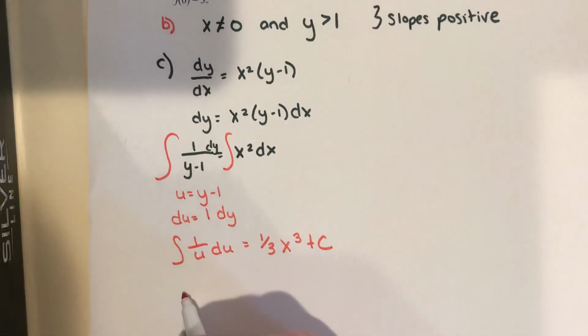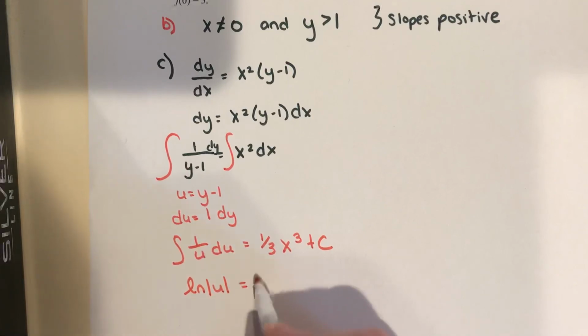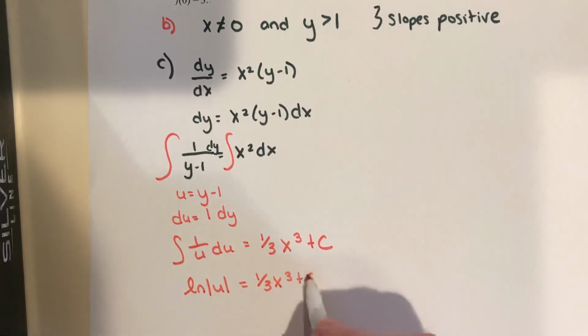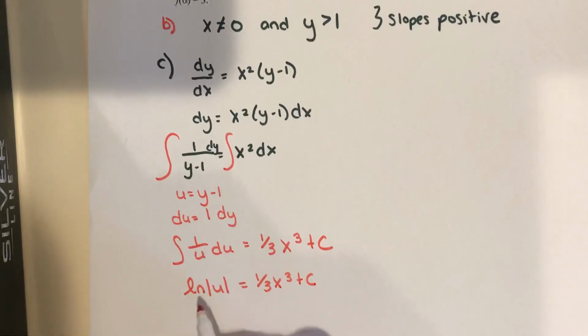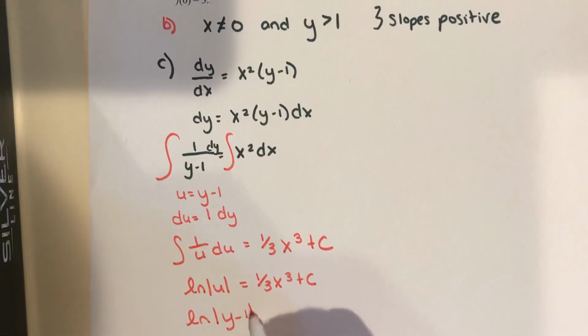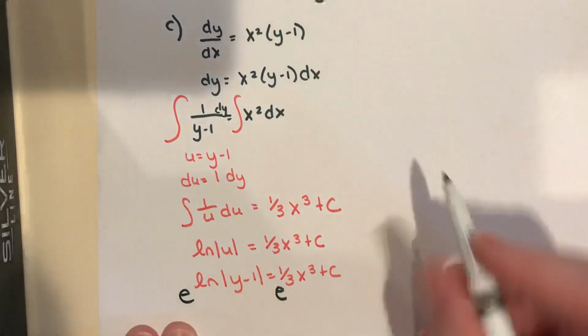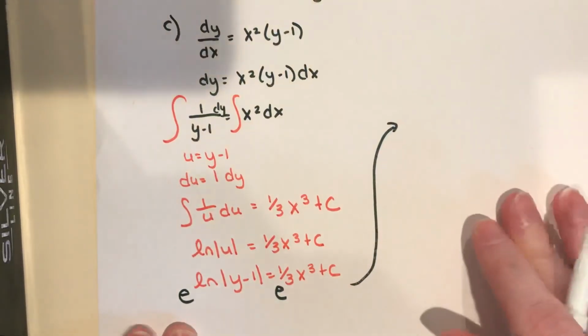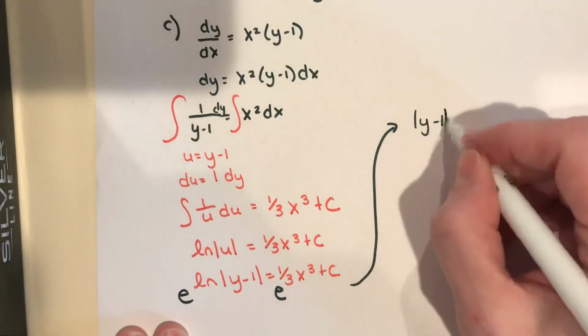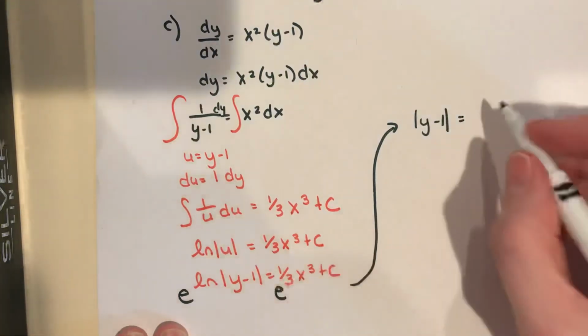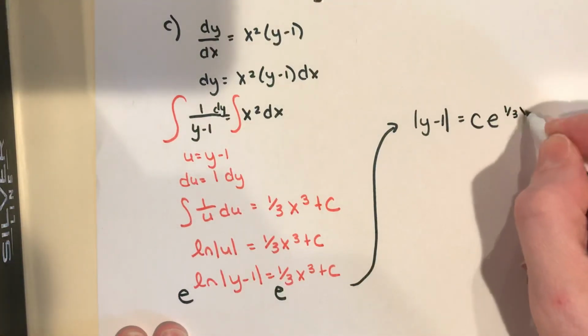The integral of 1 over u is the ln of u. Now I'm going to plug in for u. So the ln of |y minus 1| equals 1/3 x to the third plus c. Before I plug in my numbers, I'm going to solve for y, because it's always easier to solve for y first. So I'm going to give both sides a base of e. I'm going to bring this up here. So I'm left with y minus 1 equals, and I'm going to bring this c down in front, c e to the 1/3 x cubed.